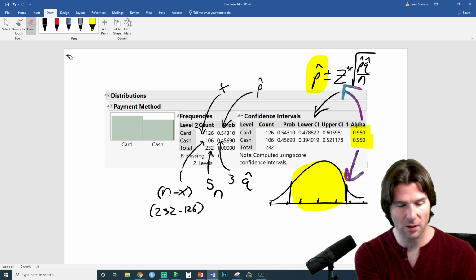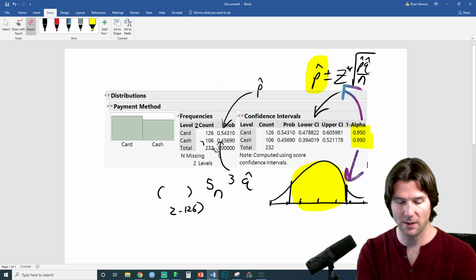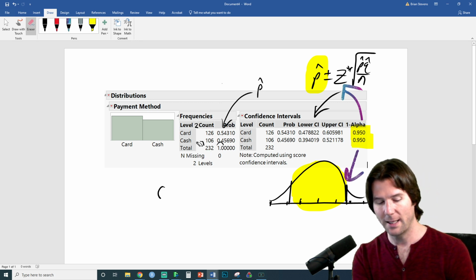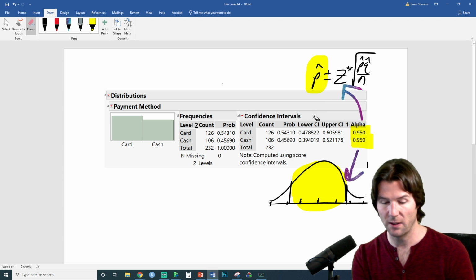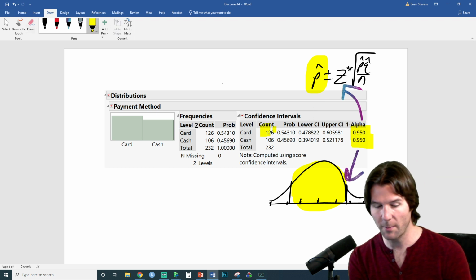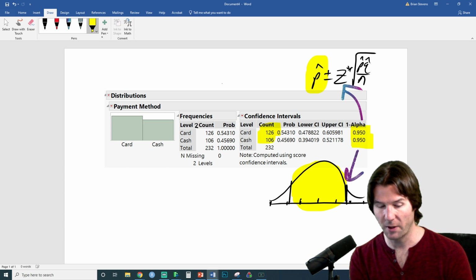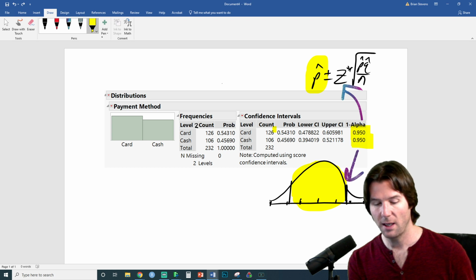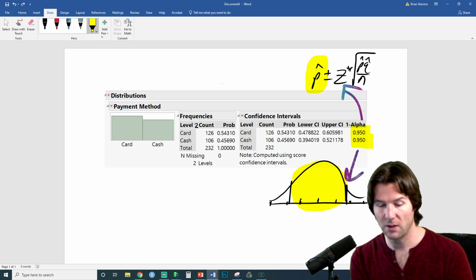I can highlight just a little bit more since we want to talk about everything in this output. That thing right there just tells you the percent confidence, which is related to the z-score. This is how many people pay with card. This is how many people pay with cash. This is the total amount of people. So we see here X, N minus X, and N again. And this is the P hat.